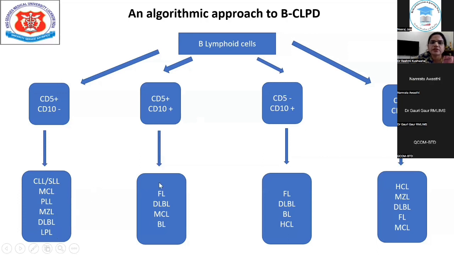5 positive, 10 positive lymphomas are all the germinal center ones like follicular lymphoma, diffuse large B-cell lymphoma, mantle cell lymphoma, Burkitt's lymphoma. 5 negative, 10 positive, here we have follicular lymphoma, DLBCL, Burkitt's, and of course there is a certain amount of overlap between each category. In 5 negative, 10 negative lymphomas, we have hairy cell leukemia, marginal zone, diffuse large B-cell lymphoma, and mantle cell lymphoma.